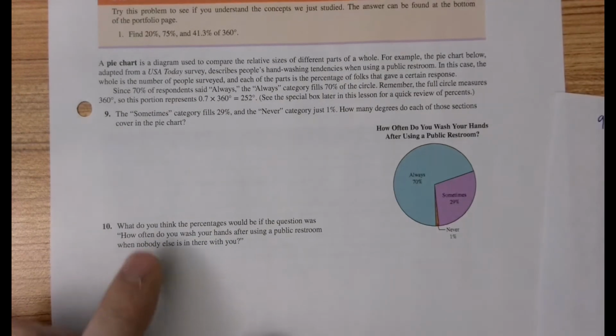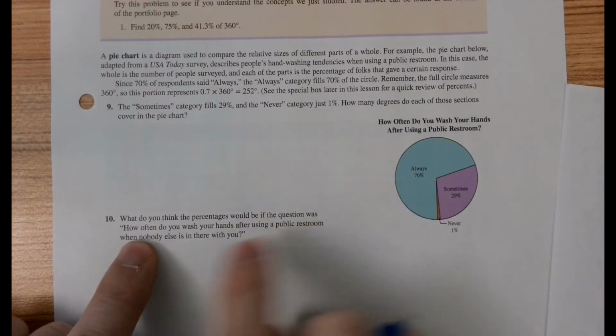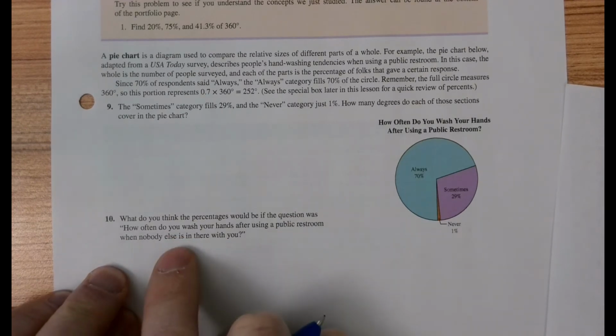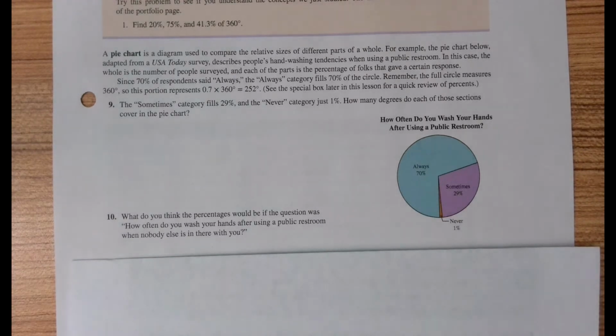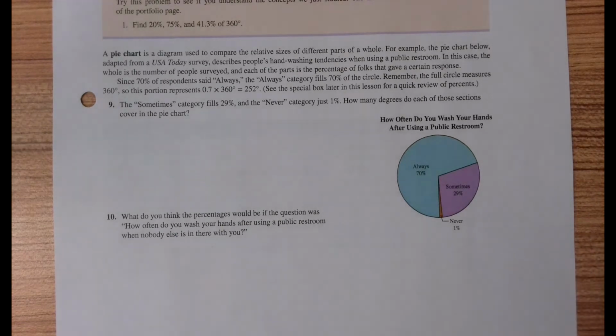So the second question, what do you think the percentage would be if the question was, how often do you wash your hands after using a public restroom when no one else is in there with you? Again, we're going to have to trust that the people would answer that accurately. And really, he's thinking like, hey, do we just wash our hands because it's gross if you don't? And if there are people that are watching, you're more likely to do what you're supposed to, just like you're less likely to speed if there's a police officer driving in the lane next to you than maybe you are if there's no police officer around. Who knows? Okay, moving on.